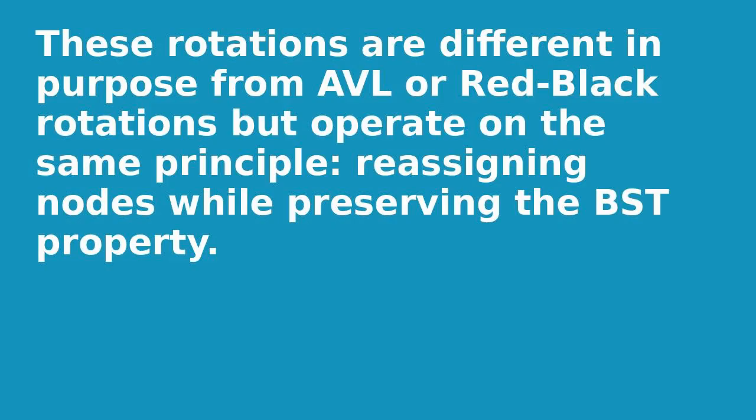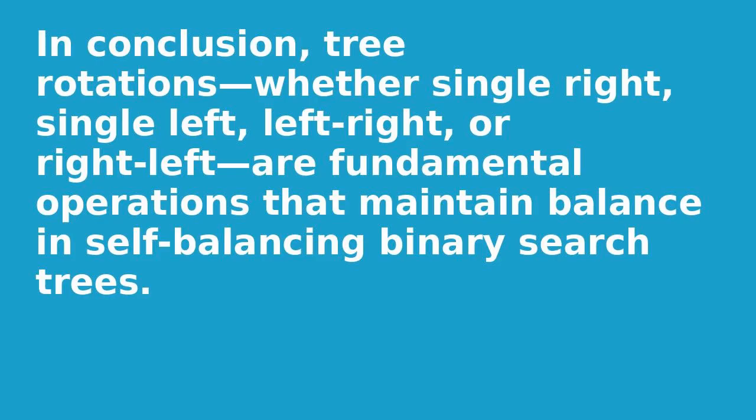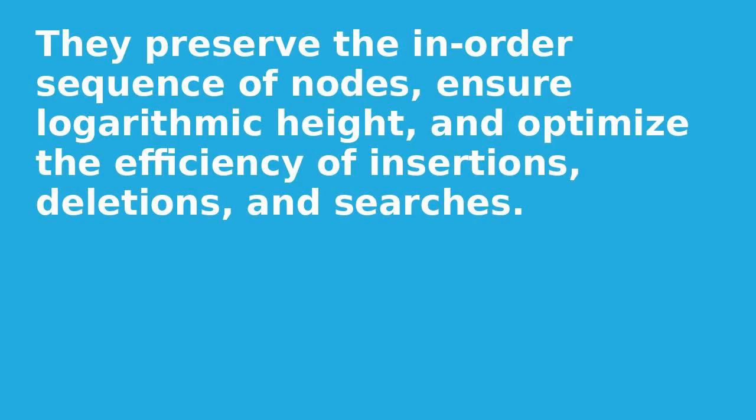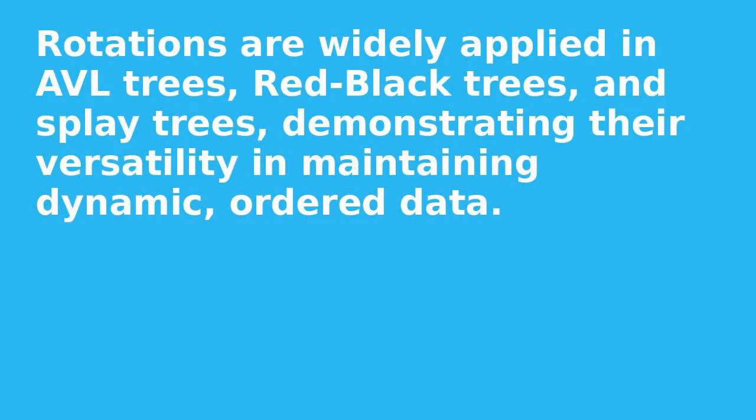In conclusion, tree rotations, whether single right, single left, left-right, or right-left, are fundamental operations that maintain balance in self-balancing binary search trees. They preserve the in-order sequence of nodes, ensure logarithmic height, and optimize the efficiency of insertions, deletions, and searches. Rotations are widely applied in AVL trees, red-black trees, and splay trees, demonstrating their versatility in maintaining dynamic, ordered data.